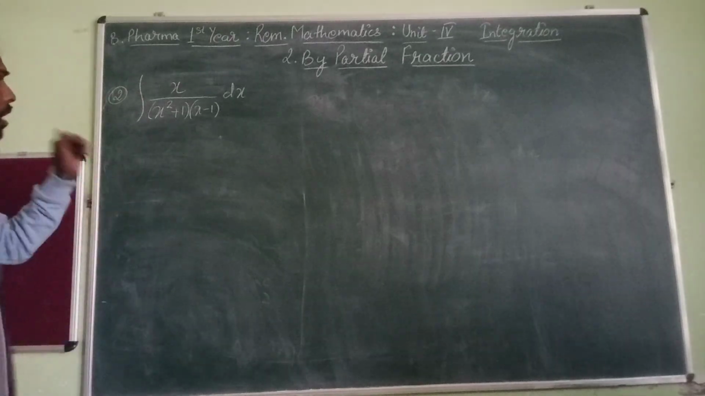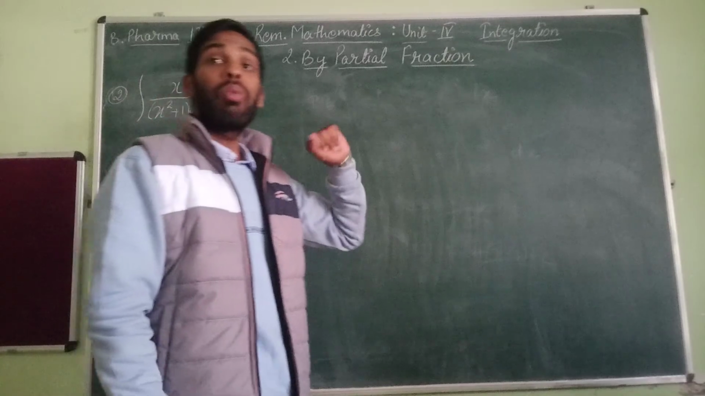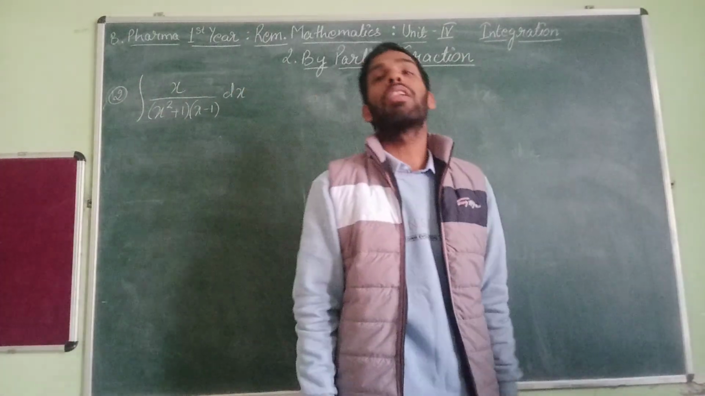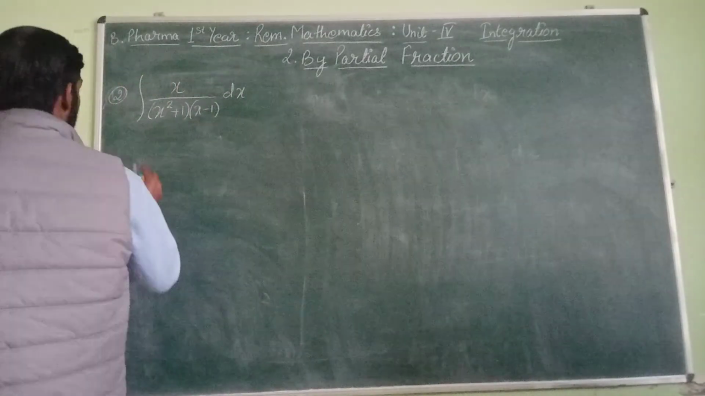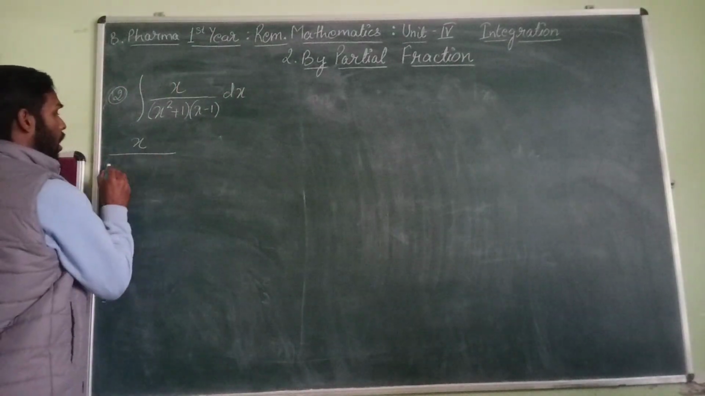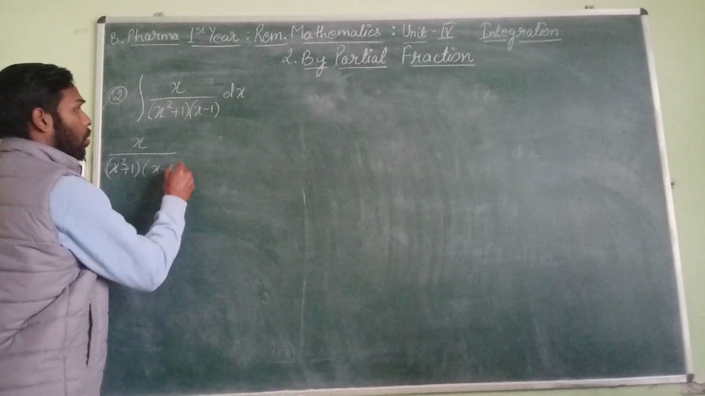See students, there are two factors in the denominator. x minus 1 is a linear factor, but what is x square plus 1? That is a quadratic factor. So if it is a quadratic factor, how do you have to write a function for each region? x upon (x square plus 1) into (x minus 1).